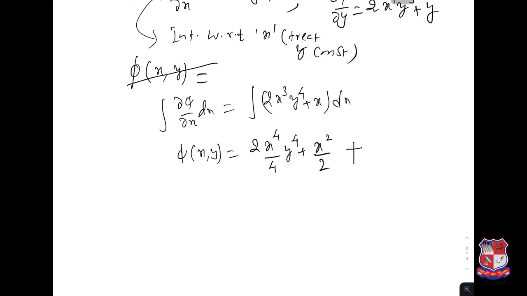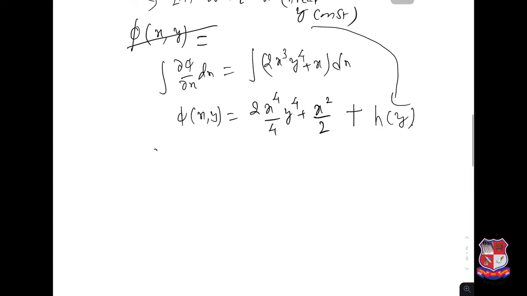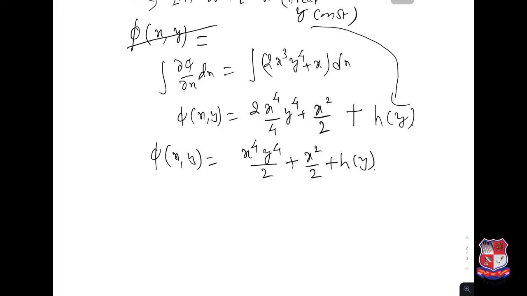Now see, here we consider y as constant. So the constant of integration is not only c, but it is a function of y. If you have any function of y, it is a constant. So we write h of y, that is a constant, but it's a function of y. So our phi is x power 4 y power 4 by 2 plus x square by 2 plus h of y.